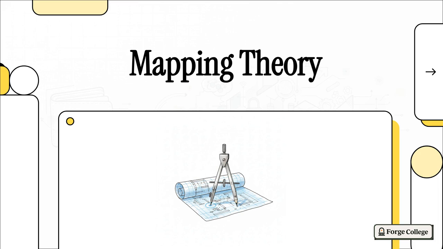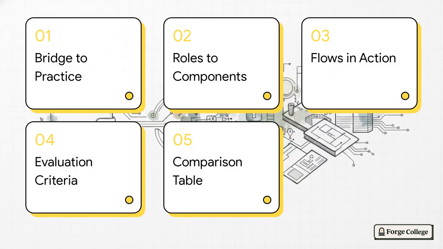Let's dive right in. Okay, so here's our quick roadmap for the drafting process today. We're going to cover the bridge to practice, translating roles into components, component flows in action, setting evaluation criteria, and then we'll wrap up by building the comparison table.